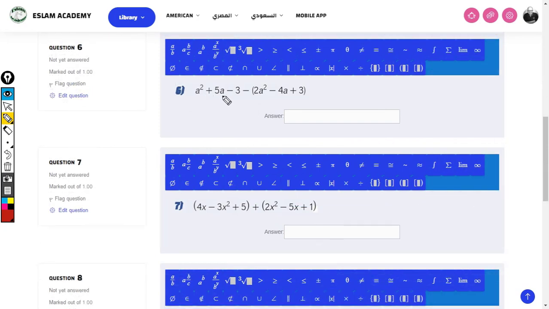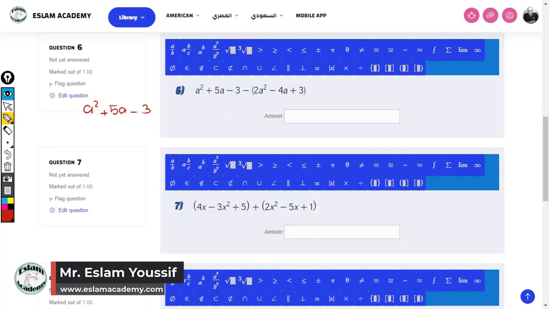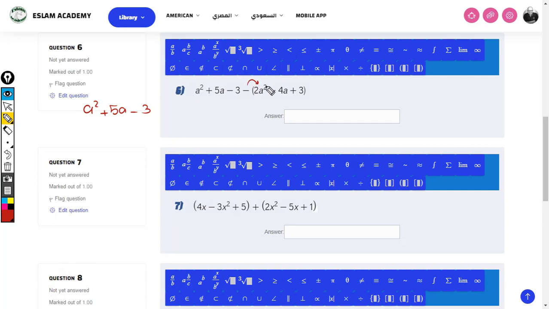a power 2 plus 5a minus 3 minus 2a power 2 minus 4a plus 3. In this problem, we need to subtract. The meaning of subtracting is that we write the first expression without any change. So we have here a power 2 plus 5a minus 3. Then we change the sign of the second expression. When you need to write the answer, you need to write it in standard form. We said before the meaning of standard form: we write the expression in descending order according to the power. So negative multiplied by 2a power 2 will be negative 2a power 2.